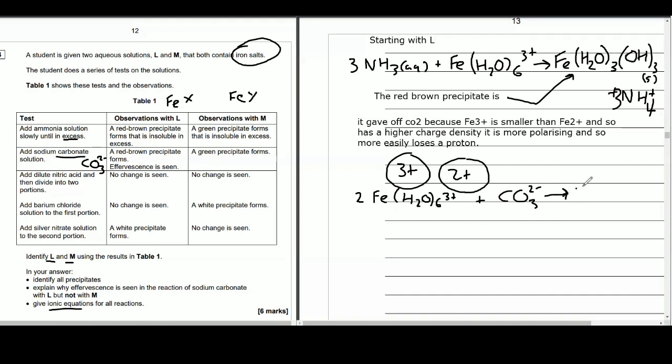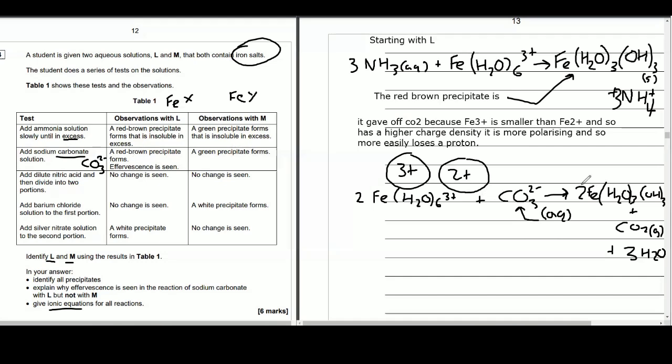So we want to do the same thing here. So Fe(H2O)6 3+ reacts with carbonate ions to form Fe(H2O)3(OH)3 plus carbon dioxide, and of course plus 3 water molecules. And so that is your reaction, your ionic equation. You should really put aq next to anything that's ionic there, so next to the Fe(H2O)6 3+ as well, but there we go.